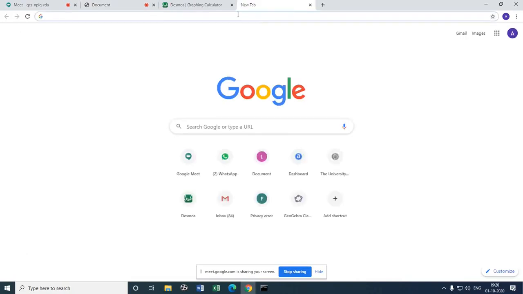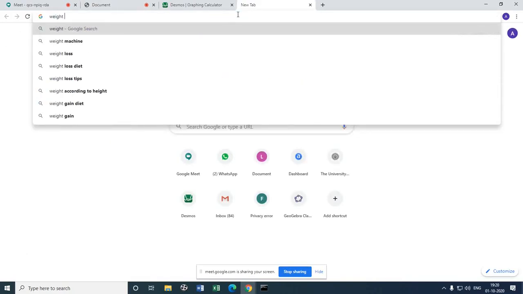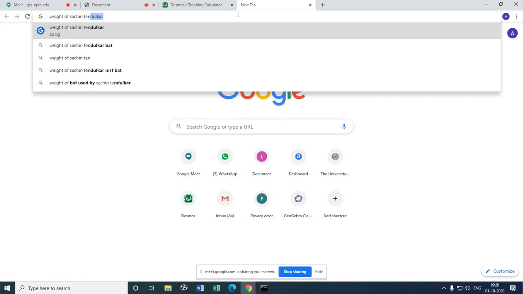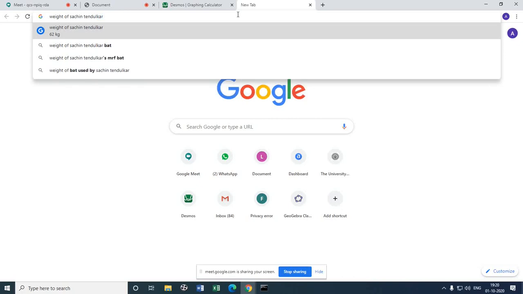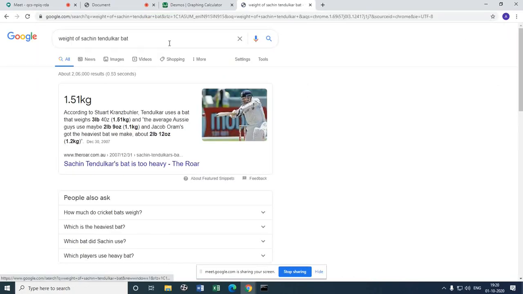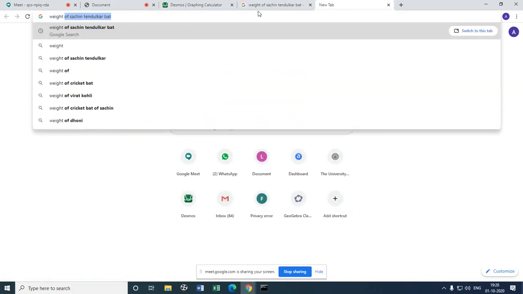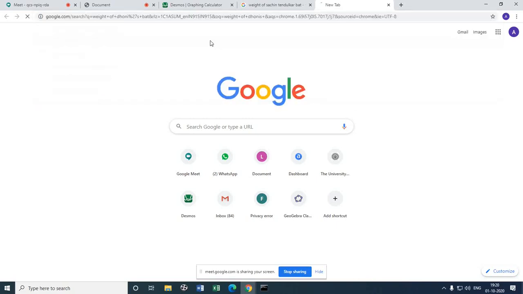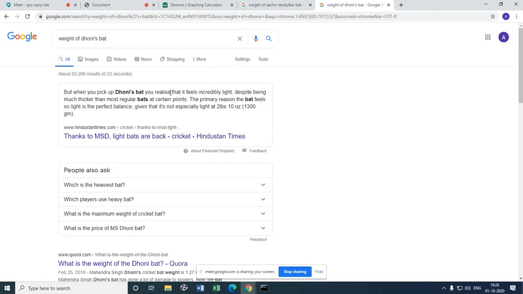Now Sachin used to hit. Let me give an example. Weight of Sachin Tendulkar's bat. Yes, sir, his bat was very heavy. Okay? How much? 1.51 kg. Right? Weight of Dhoni's bat? Around how much? 1.3 kg. Right? So average weight.